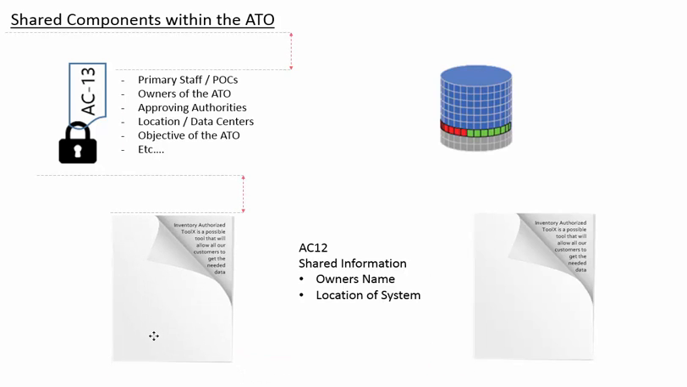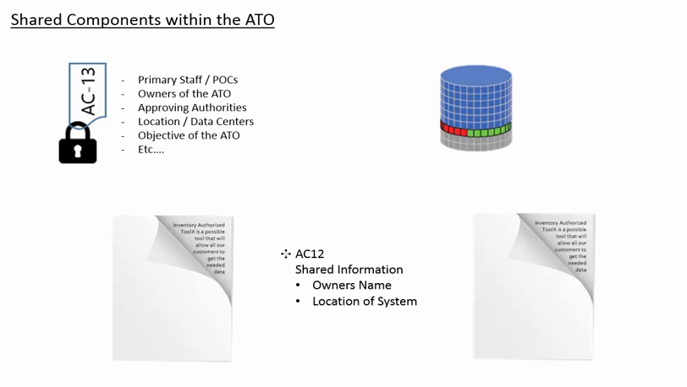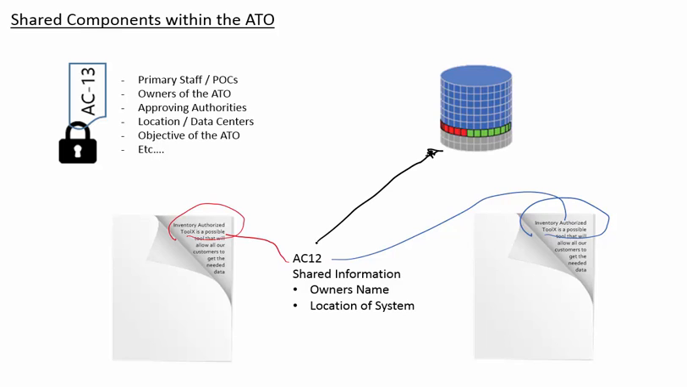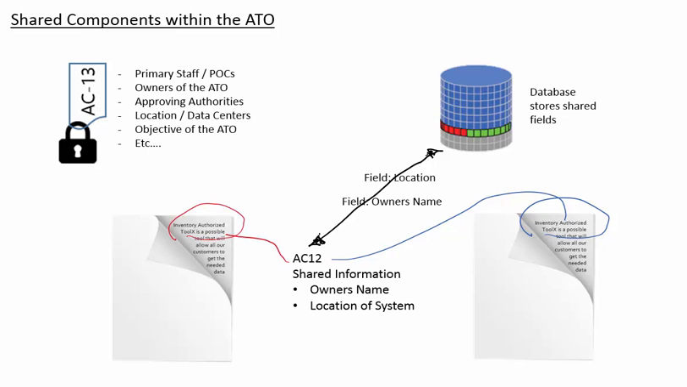A database is just an example of how you might do this with shared components. You have a database that says, okay, I've got all these shared components. So let's draw this out. Let's use red, for example. Let's go back to this. I've got these components in this documentation related to AC12. And then in the same documentation for AC12, I've got owner's name and location of system. It's on both. I want to plant those in fields inside of a database.